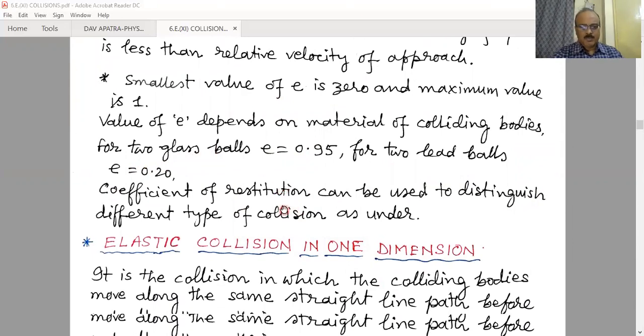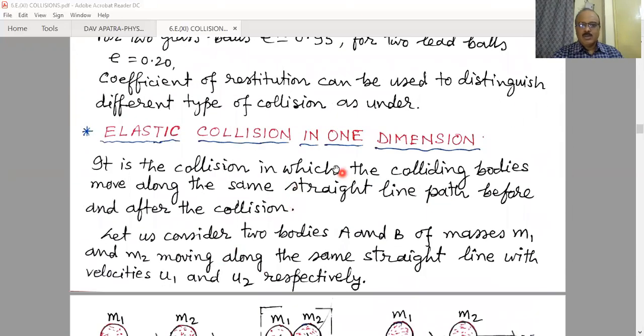We can call this an elastic collision in one dimension. Now our topic is elastic collision in one dimension. What is one dimensional motion? One dimensional means the objects are moving along the same straight line without any change in direction. That type of motion is one dimensional motion.